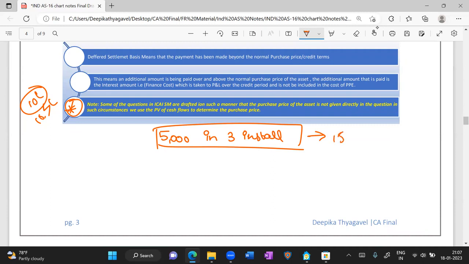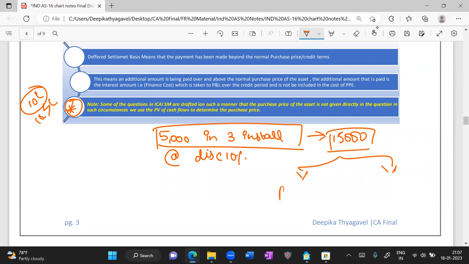So obviously how much will you be paying? 15,000. Now this 15,000 will have 2 components. And they tell that the discounting rate is 10%. The question also tells the discounting rate is 10%. Now this 15,000, is it the price of the PP? The answer is absolutely no. It is not the normal purchase price of the PP. The 15,000 has 2 components to it.